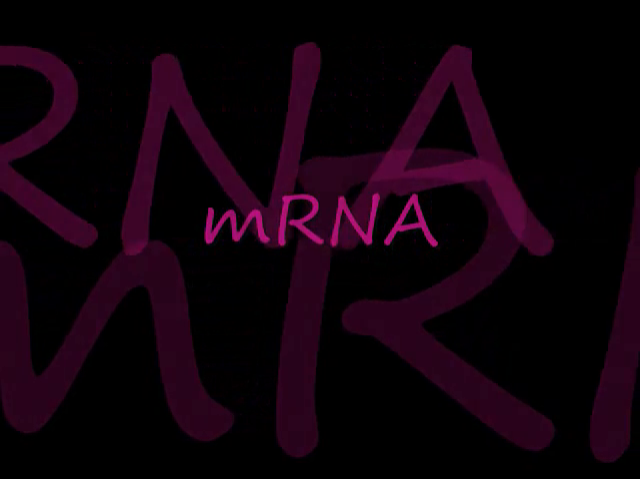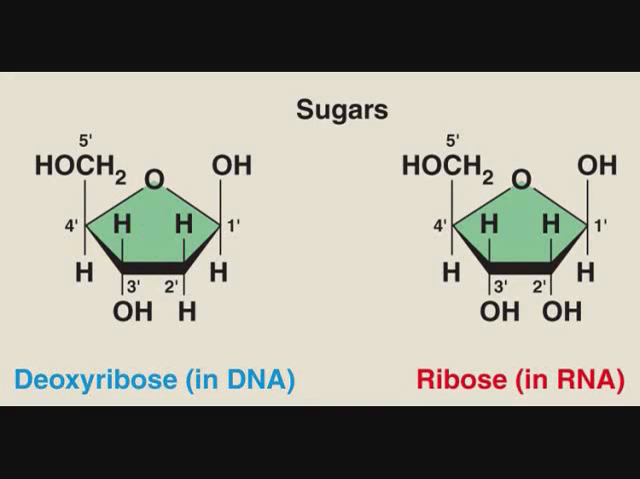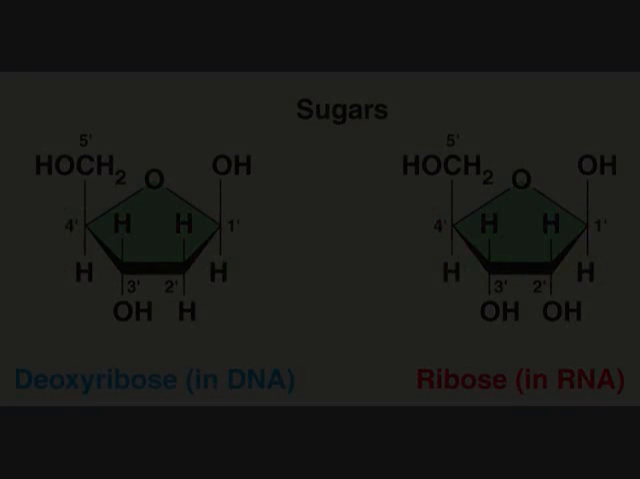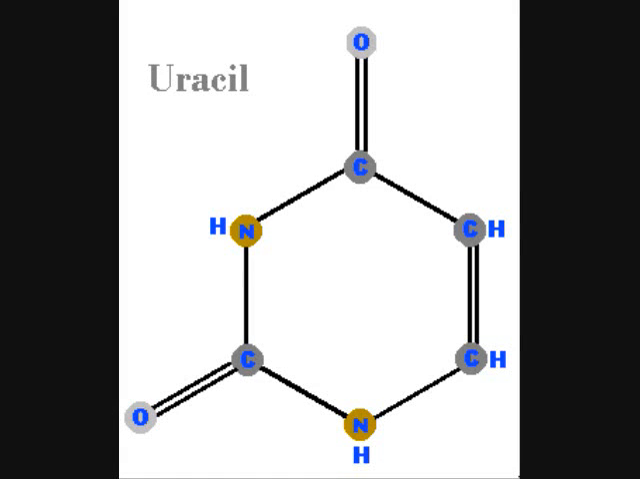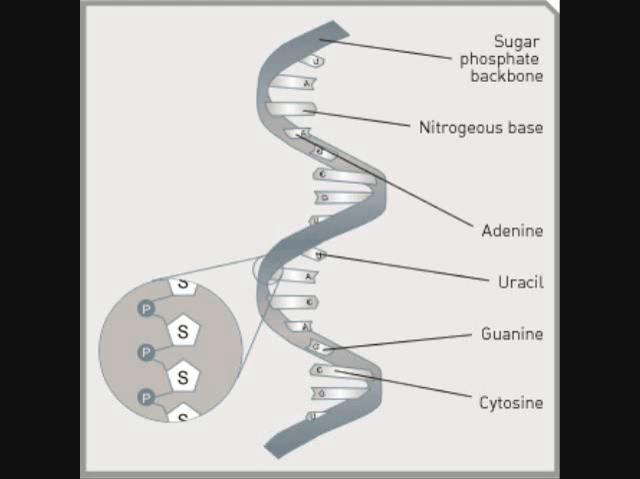mRNA. This messenger RNA differs from DNA in that it is single-stranded, it has a ribose sugar, and instead of thymine, it contains uracil as its 4th nitrogenous base. Its function is to carry the message for making proteins from the nucleus to the cytoplasm.